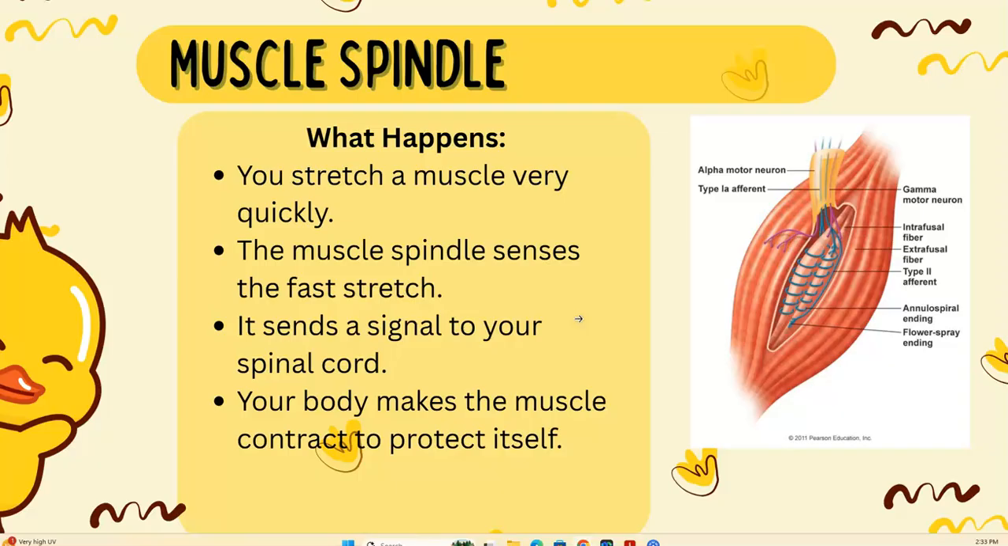We also have built into our muscles something called the muscle spindle. What this is triggered by is a quick stretch. When that quick stretch of our muscle happens, you can see deep in our muscle here, this muscle spindle sends a signal up to the spinal cord, which then makes your muscle contract, which is a protection mechanism.